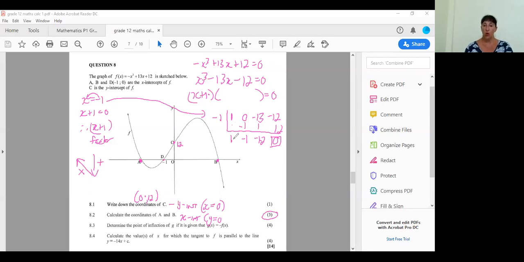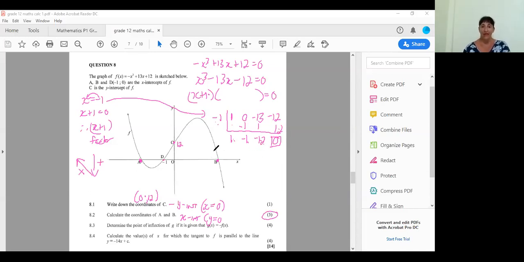1 plus 0 is 1. 1 times minus 1 is minus 1. 0 minus 1 is minus 1. Minus 1 times minus 1 is 1. Minus 13 plus 1, minus 12. Minus 12 times minus 1 is 12. And if you add, you get your treasured 0 there.